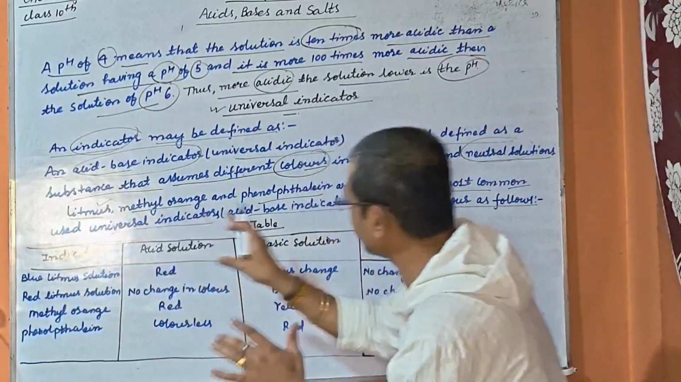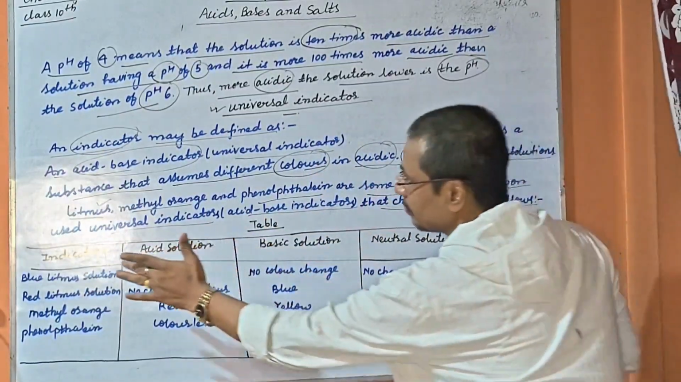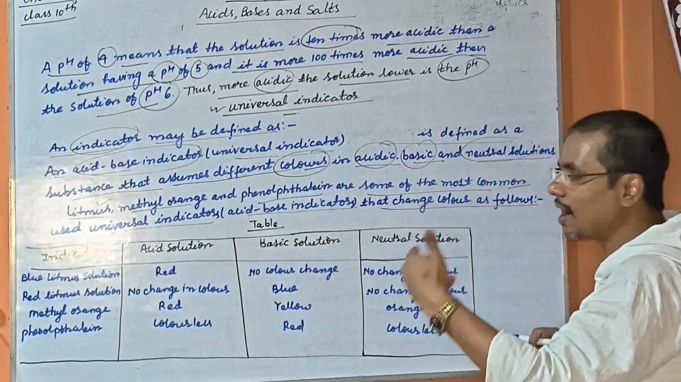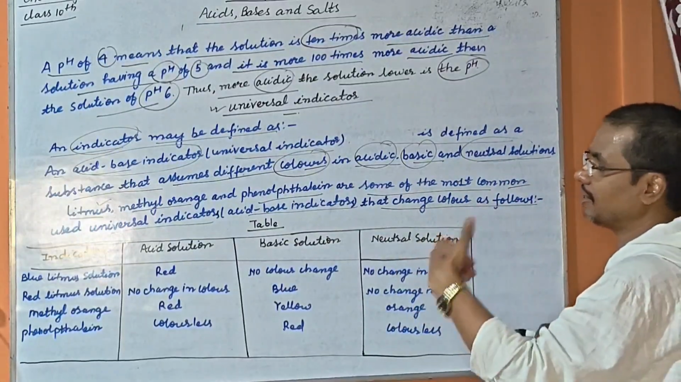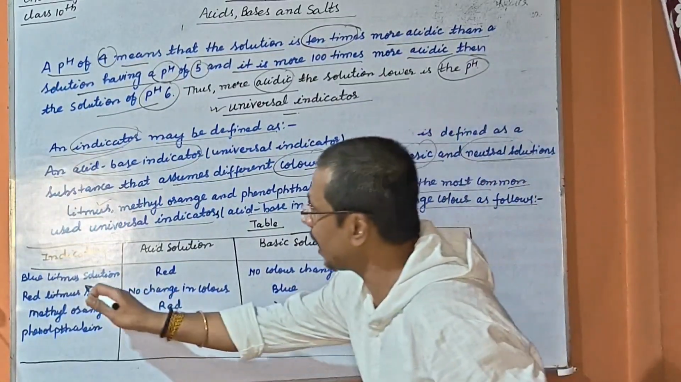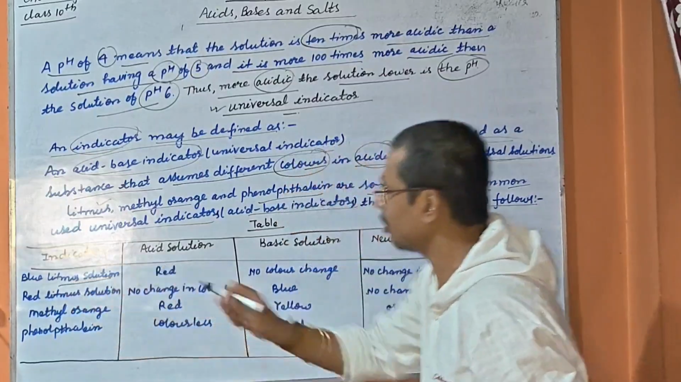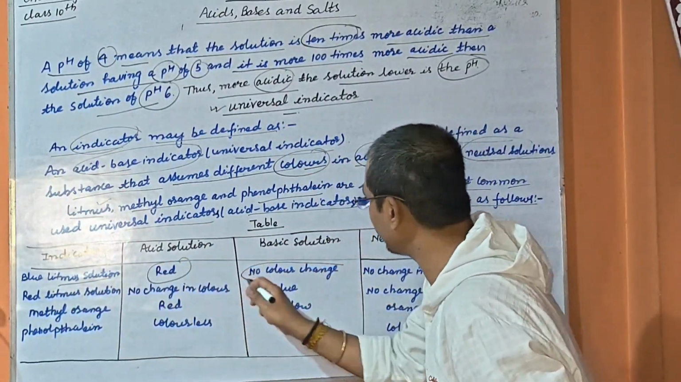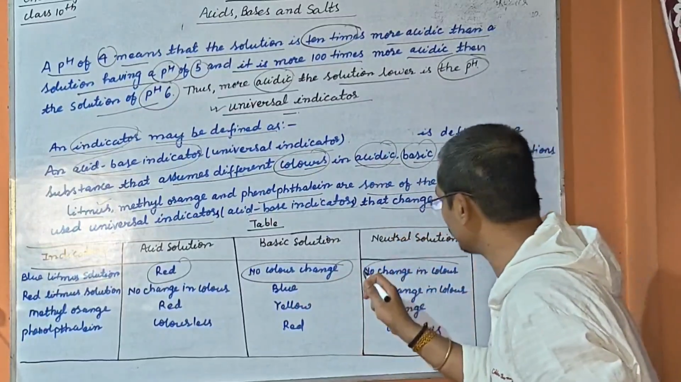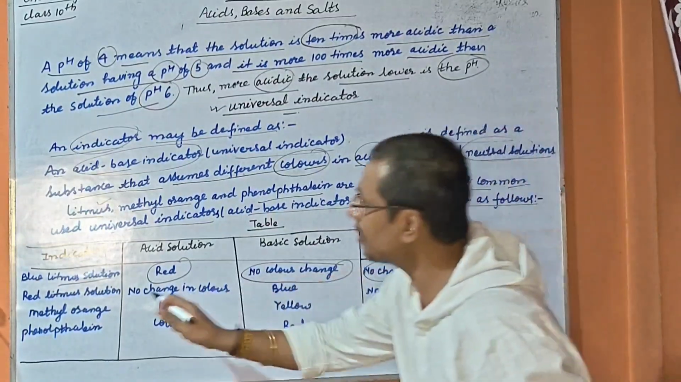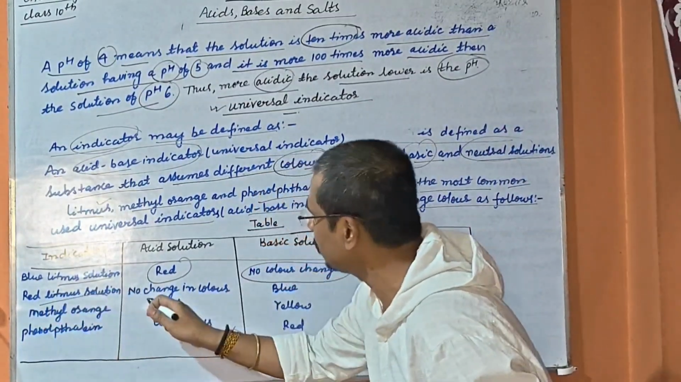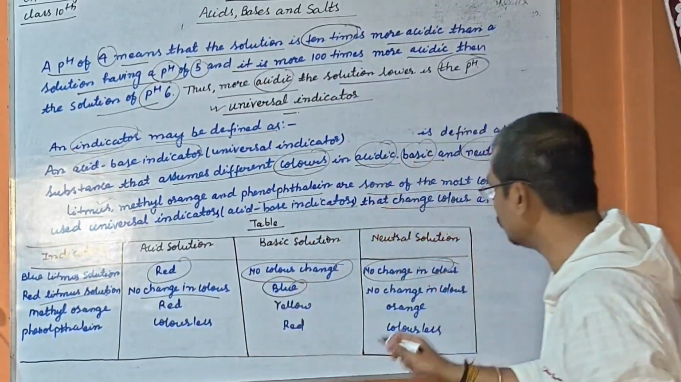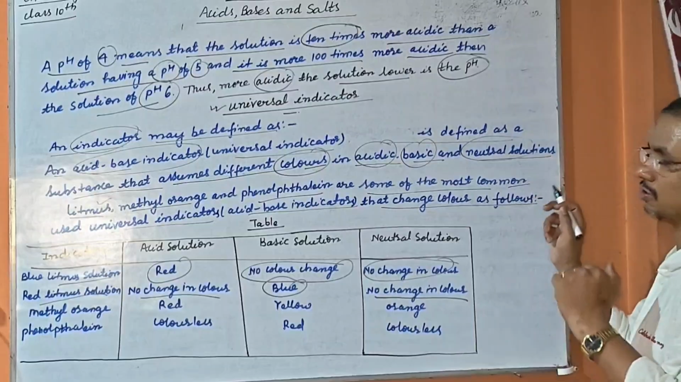There is a table here. You can also draw the table: indicators, acid solution, basic solution and neutral solution. What are the color changes in different types of indicators? Blue litmus solution: in acid solution it becomes red, in basic solution no color change, in neutral solution no color change. But red litmus solution: no color change in acid solution, but in basic solution it becomes blue, and no color change in neutral solution.